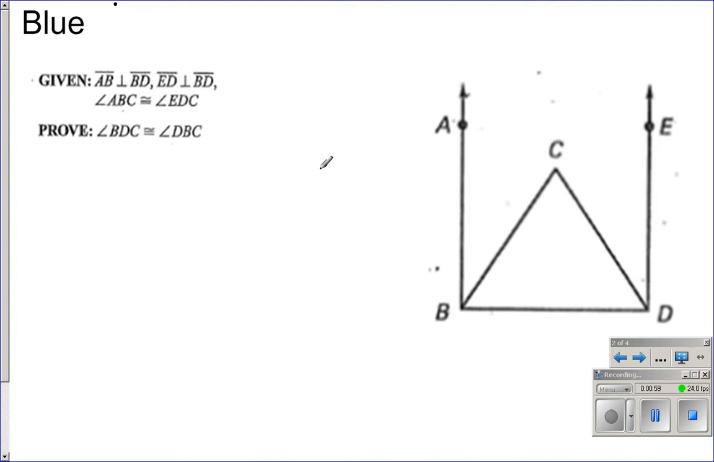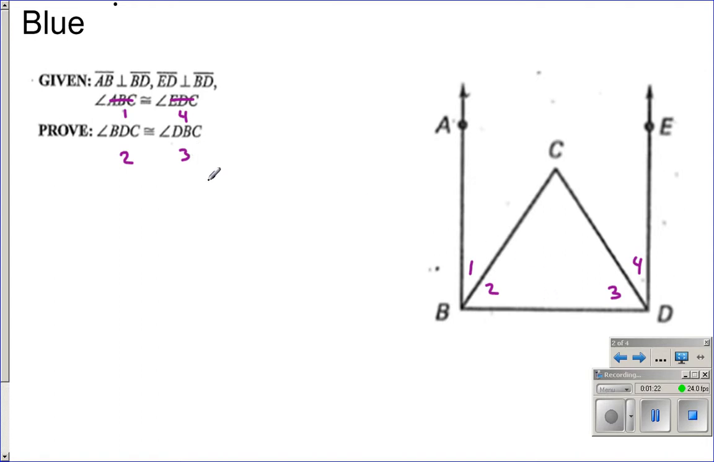The first thing I'm going to do, just like I've done several times now, is rename some angles. I'm going to call that angle 1, that angle 2, that angle 3, and that angle 4. Which means you probably need to change these too. So really, ABC is now angle 1, EDC is now angle 4, and I have to prove that angle 2 is congruent to angle 3. Let's see if this makes sense to us. Let's see if this even should be possible.